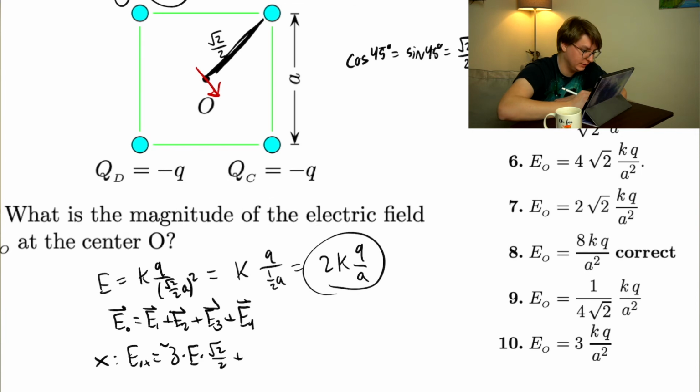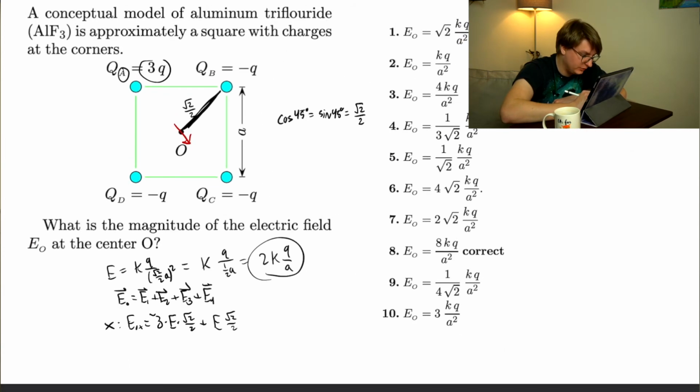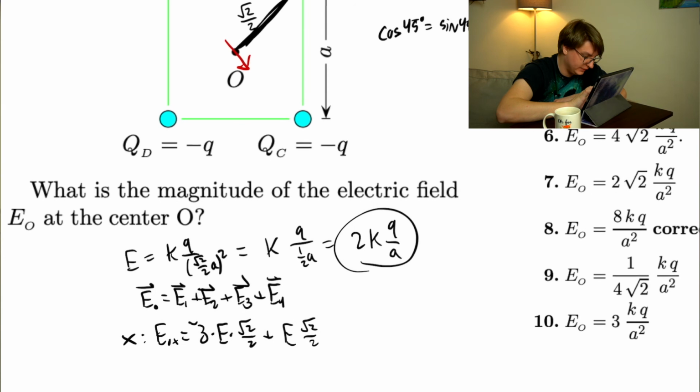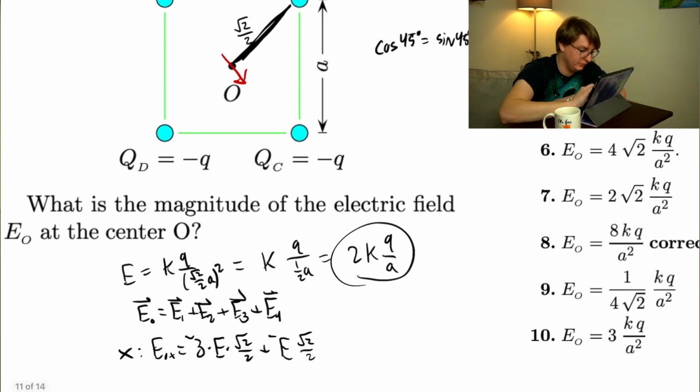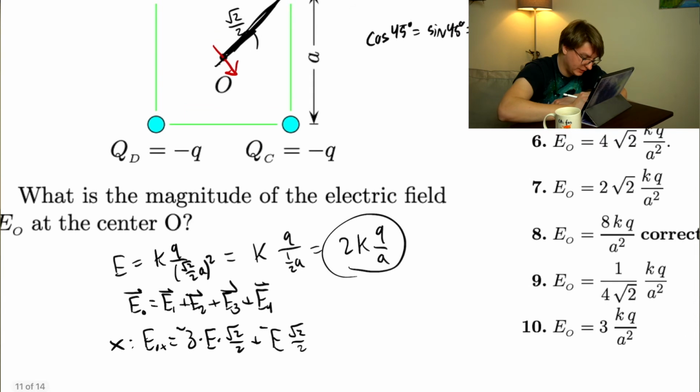Plus, for this one, it's going to be negative. The charge is negative, so it's going to be 3. No, it's not 3. It's going to be E square root of 2 over 2. And what direction is it pointing? It's going to be negative because it's a negative 1 and makes the field lines go this way. Then we're going to get a positive 1 from 3. Then we're going to get another negative 1.